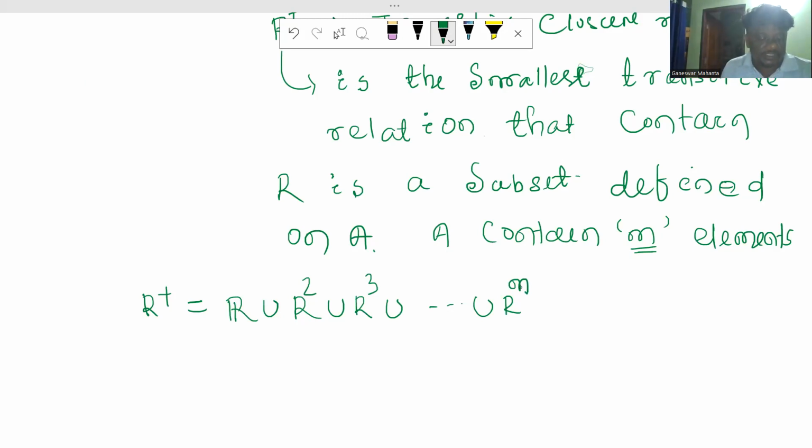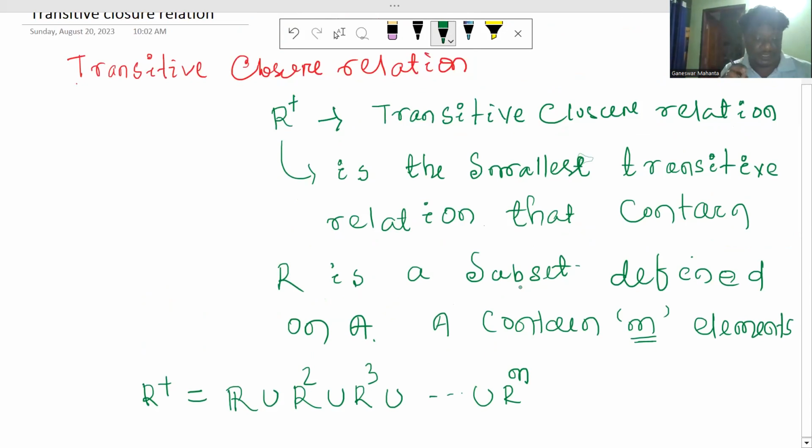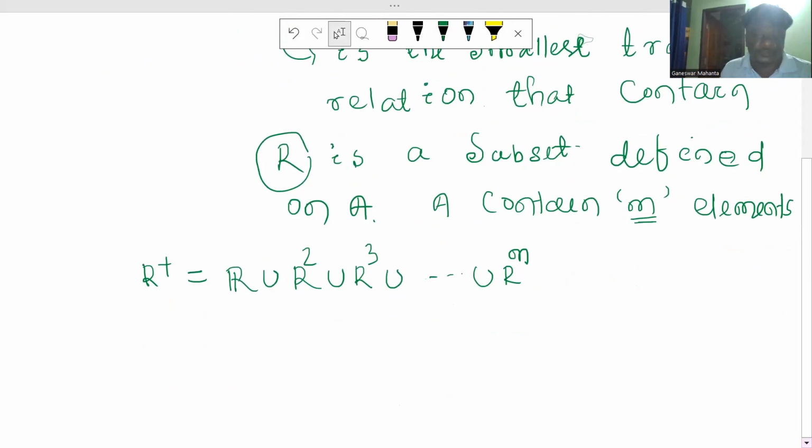We can say that the transitive closure relation we define here is the smallest relation containing R, a subset defined on set A. Suppose R plus is also defined as R union R square union R cube union R to the power M. Now we are coming to some examples to discuss.